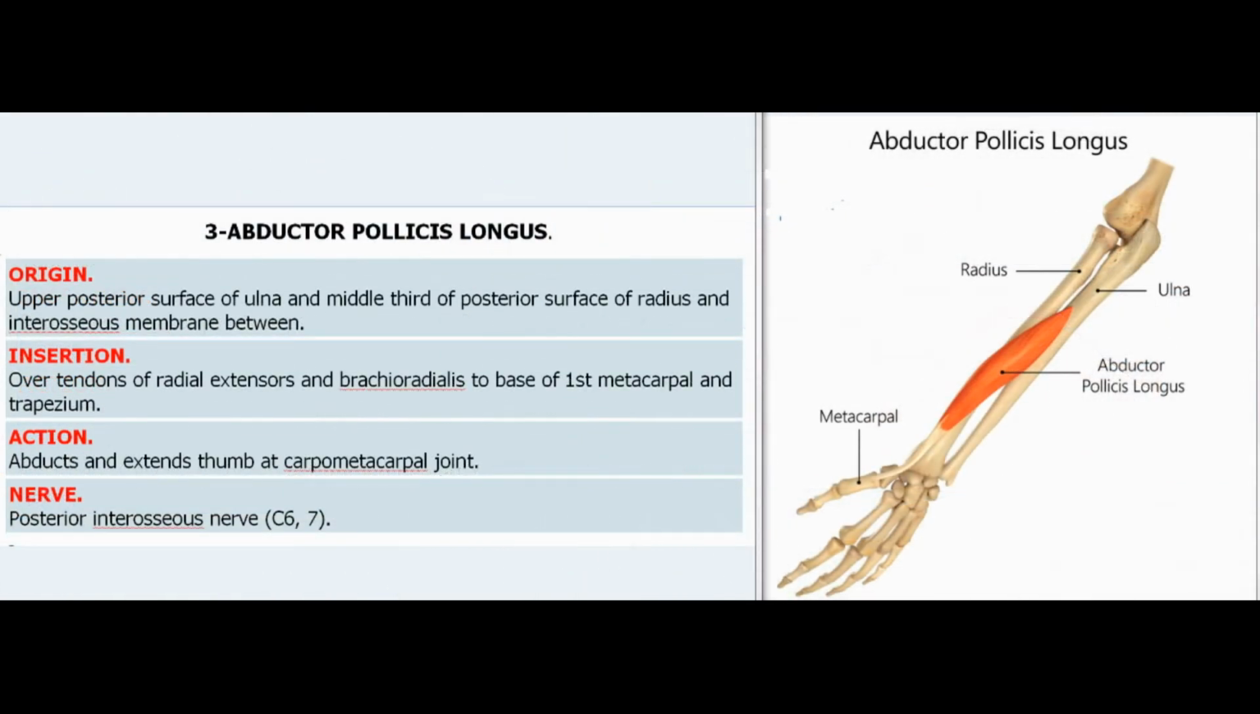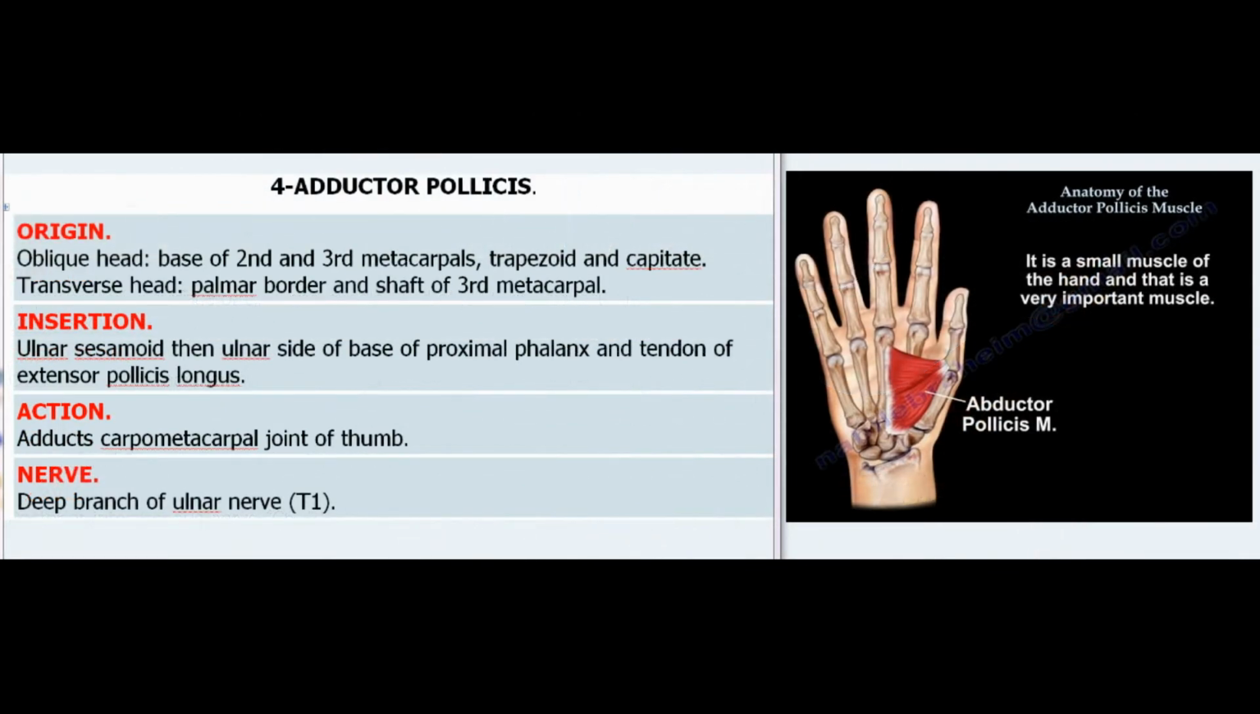3. Abductor pollicis longus. Origin: upper posterior surface of ulna and middle third of posterior surface of radius and interosseous membrane between. Insertion: over tendons of radial extensors and brachioradialis to base of first metacarpal and trapezium. Action: abducts and extends thumb at carpometacarpal joint. Nerve: posterior interosseous nerve, C6, 7.